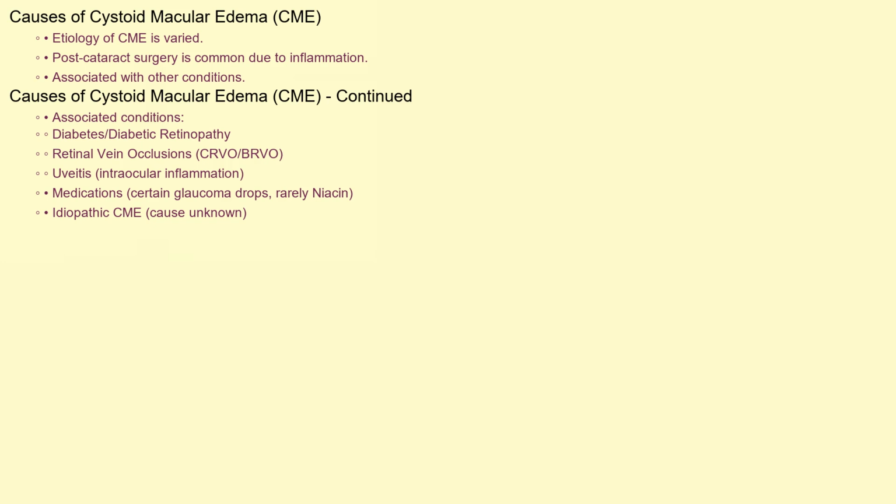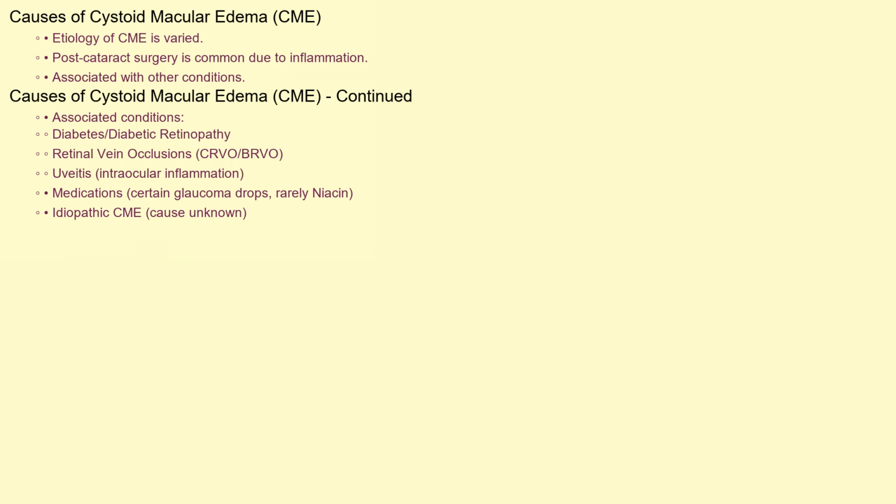A visual of various potential causes appearing on screen: post-cataract surgery, diabetes, uveitis, etc. So, what causes CME? The etiology, or causes, of cystoid macular edema are quite varied. One of the most common causes is following cataract surgery. Inflammation triggered by the surgery can sometimes lead to CME.